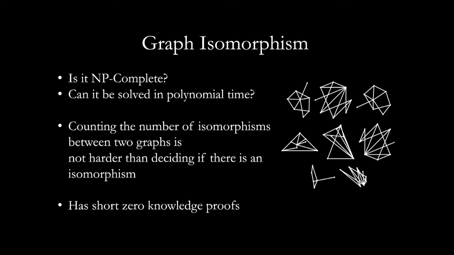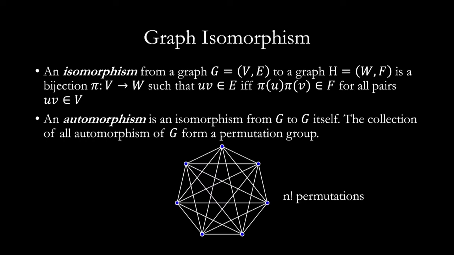It was realized that graph isomorphism has aspects that distinguish it from most NP-complete problems, as counting the number of isomorphisms between two graphs is not harder than deciding whether or not there is an isomorphism. In other words, checking the solution is not harder than finding the solution. Moreover, it was shown that the complement of graph isomorphism has short zero-knowledge proofs, another indication that graph isomorphism is not NP-complete. In order to understand such results, let's clearly define the problem.